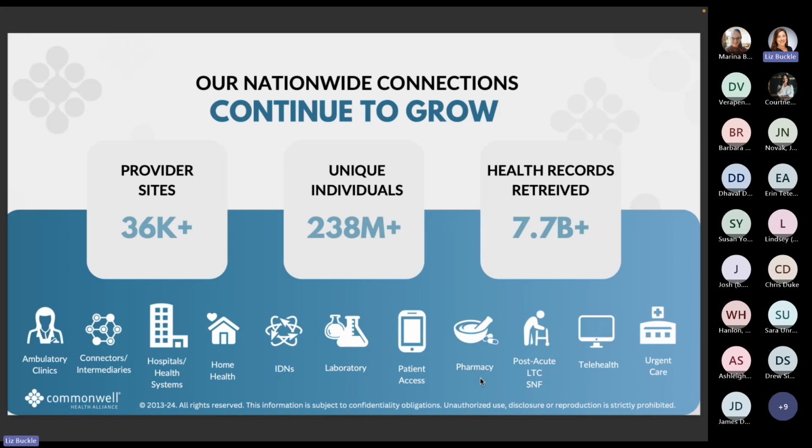When we first started, the connections on the network were really ambulatory clinics and hospitals and health systems. And that was kind of it. And now you can see, the scope is probably even more expansive than what we have highlighted here on the screen. But interop intermediaries, those who have come on board to say, hey, interop is what we do, and we can help others who maybe that isn't their wheelhouse, but they have important data to share. Home health, post-acute, skilled nursing, labs, patient access, telehealth, pharmacies, really expanding far beyond just ambulatory clinics and hospitals and health systems.